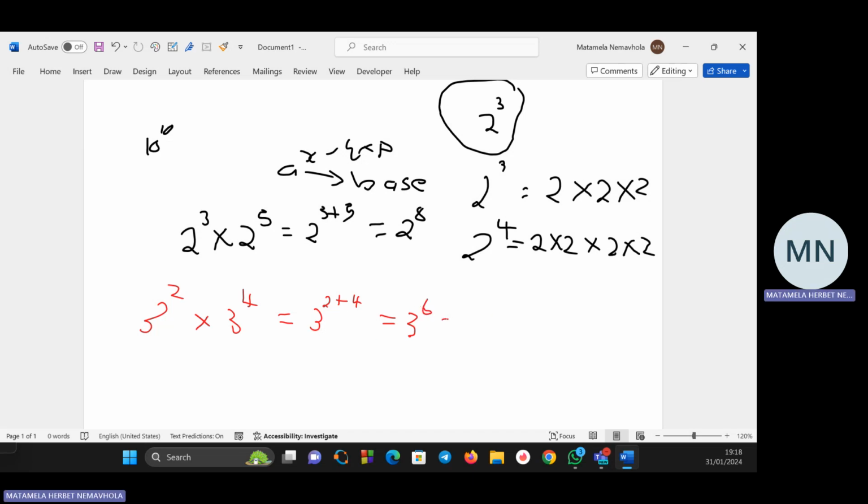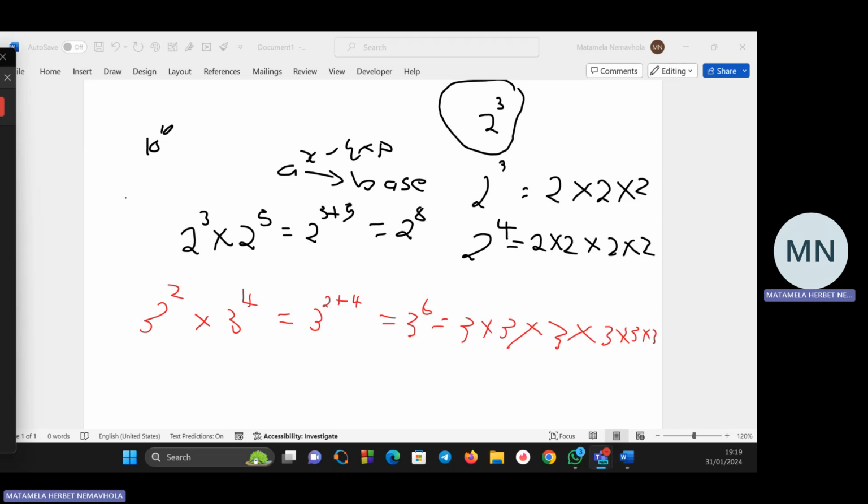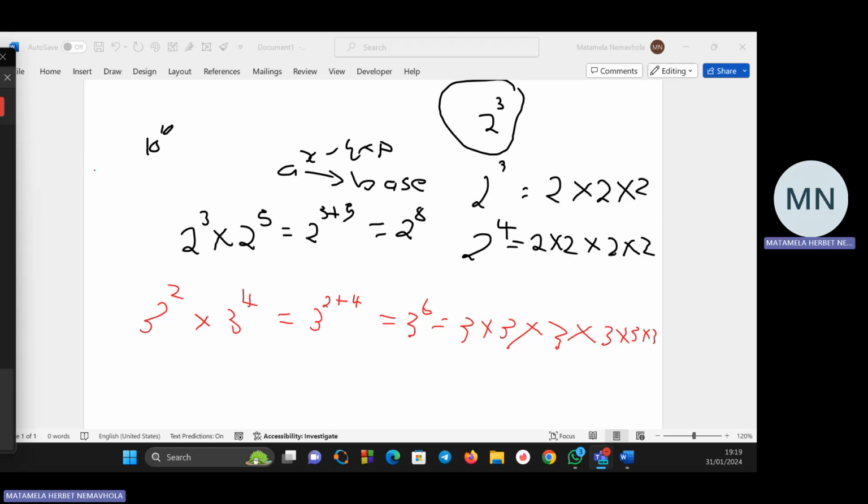So 3 to the power 6 is the same as 3 multiplied by 3 multiplied by 3 multiplied by 3 again, multiplied by 3, 1, 2, 3, 4, 5, and again multiplied by 3, 6 times. That's what we mean when we say we are working with an exponent.